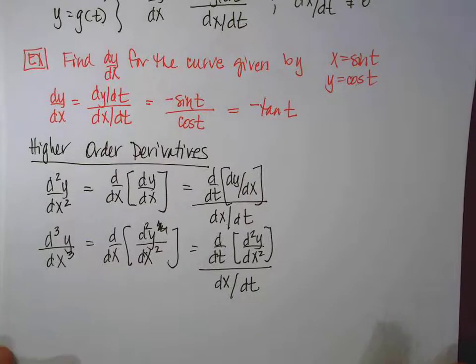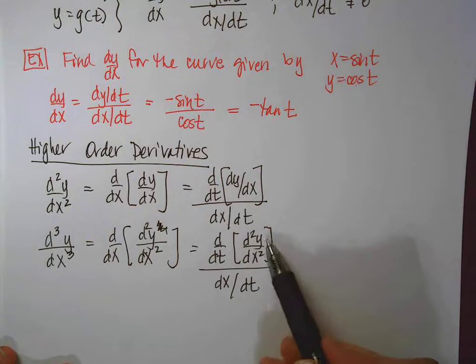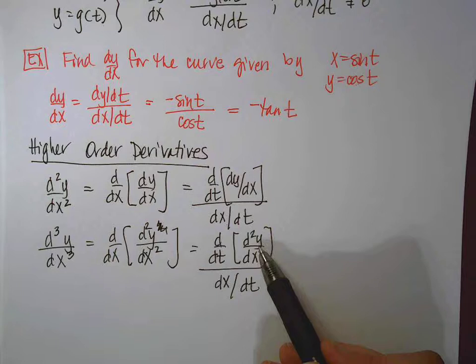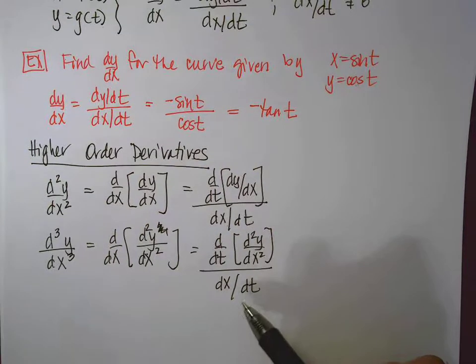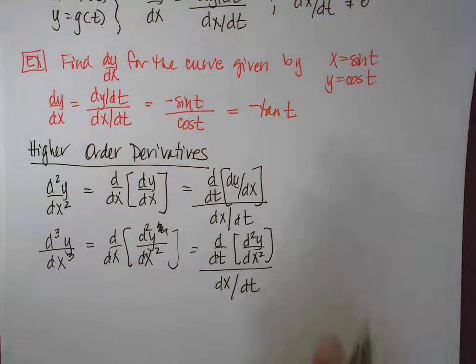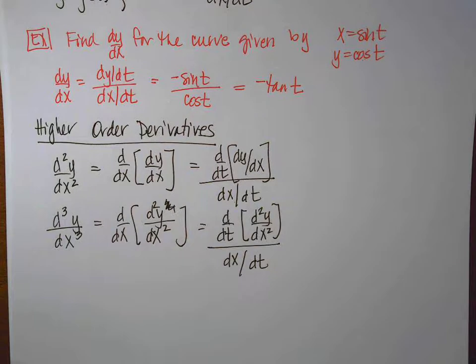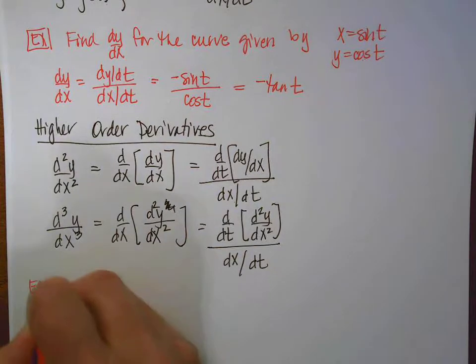So I don't know that you need to memorize the whole process, but this is actually pretty easy to memorize, because you'll notice that the numerator is just going to be the derivative of the previous derivative, and then I'm going to divide by dx/dt. Alrighty, so let's do an example.